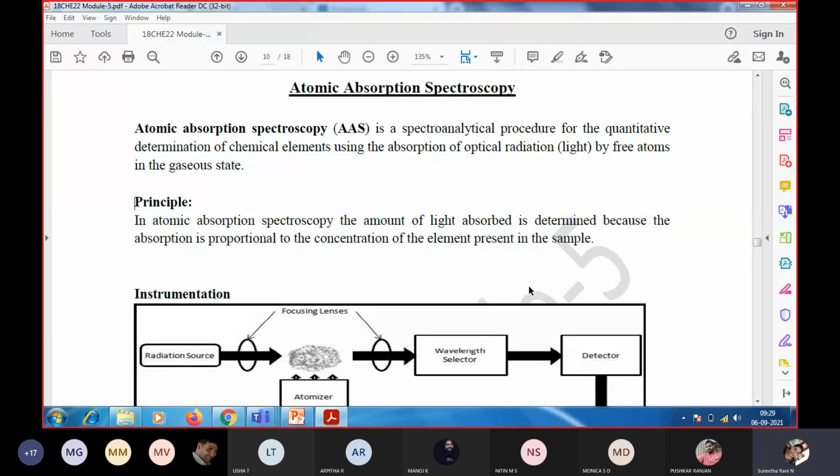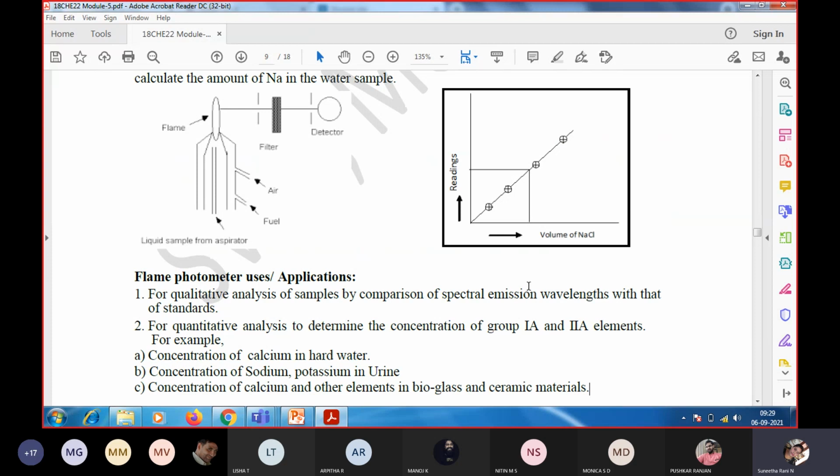What are its applications? The flame photometer is used for the comparison of spectral emission of wavelength. Different wavelength standards can also be detected, and it is used to determine concentration. It is used to determine the concentration of group 1A and group 2A elements, the first group and second A group radical elements.